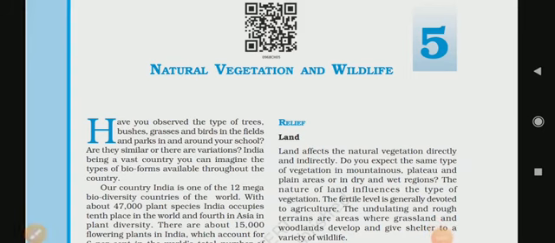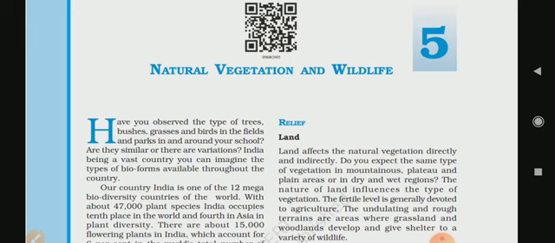So today we are going to start a new chapter of the geography portion, natural vegetation and wildlife. Students, first of all, it is very important to know what natural vegetation is. Natural vegetation refers to the plant community. Whenever this plant community grows in any region on its own, it is called natural vegetation. It is made up of different types of trees, plants, creepers, and bushes. So these are natural vegetation.